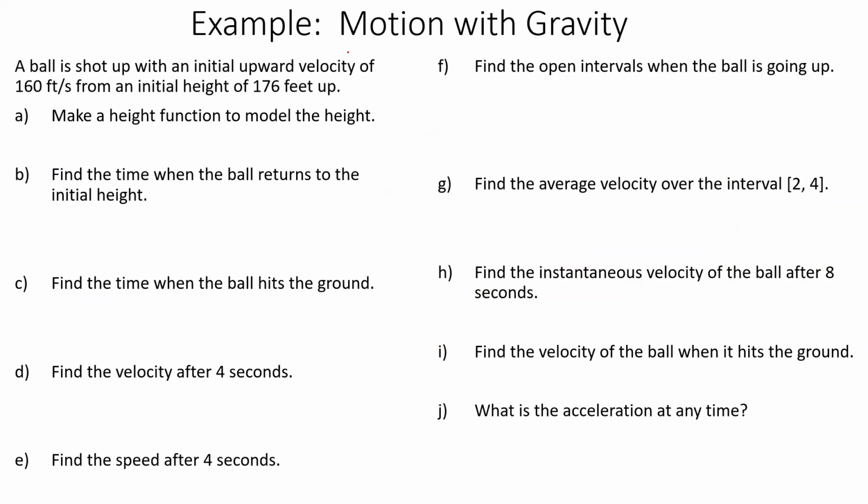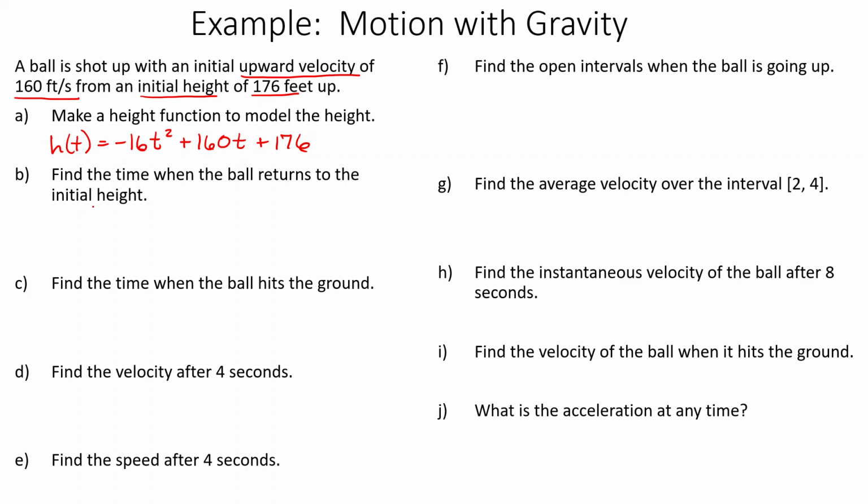All right, motion with gravity. So again, this is review. A ball is shot up with an initial upward velocity, so positive velocity, of 160 feet per second with initial height of 176 feet. Make the height function. Well, our height function, h of t, is negative 16, since we're working with feet, t squared, plus our initial velocity, 160t, plus our initial height, 176.